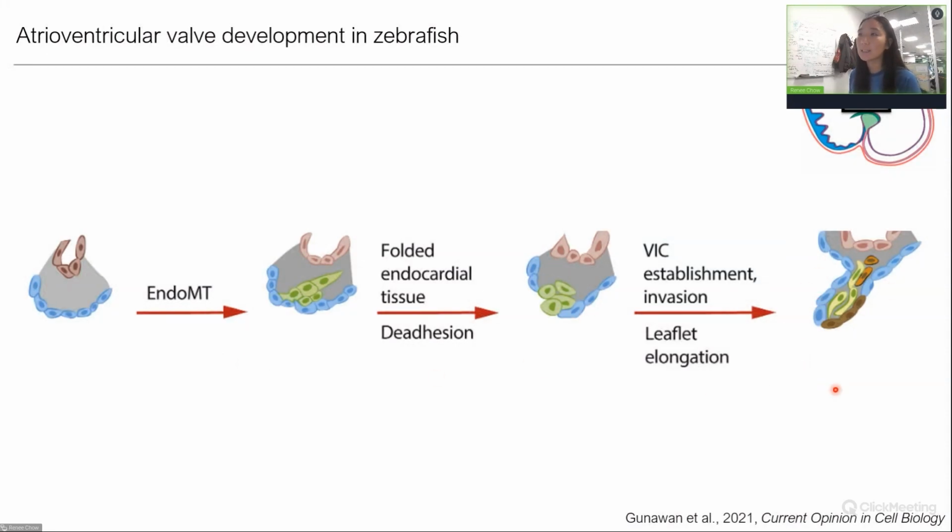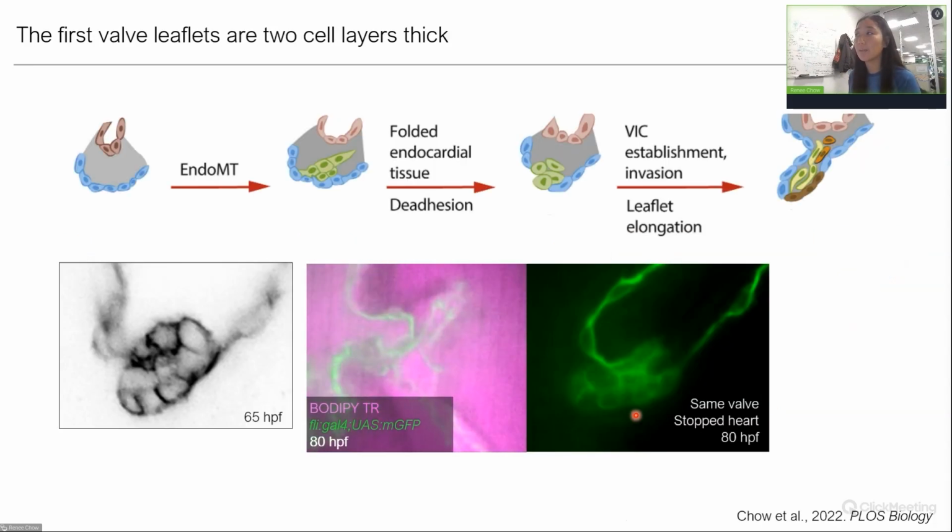And what you will notice is that in this current model, there's no delamination step, so there's no splitting of the cardiac cushion. But when I started doing imaging experiments, I found out that this model is incomplete, because at this stage where it was thought that the cells lose all their cell-cell contacts, I actually see an increase in the cellular organization. And also the first valve leaflets that I observe are actually 2 cell layers thick, which goes against this idea that all these cells that migrate into the cardiac jelly differentiate to become valve interstitial cells.